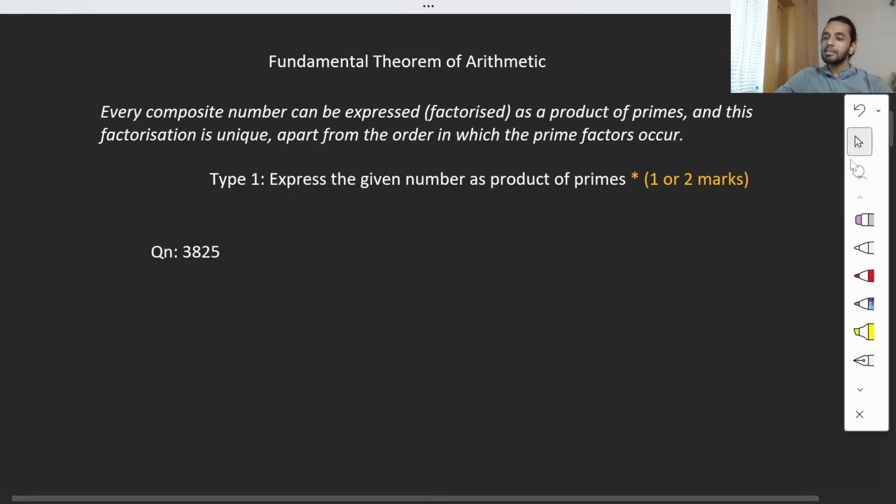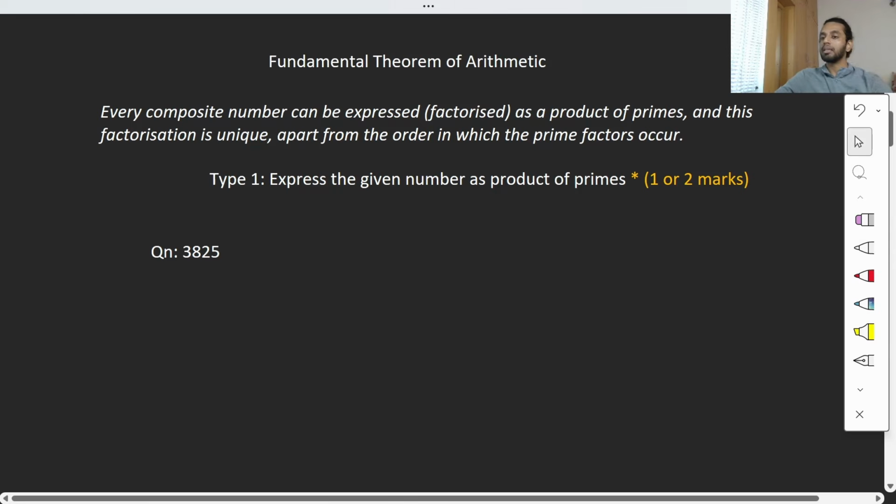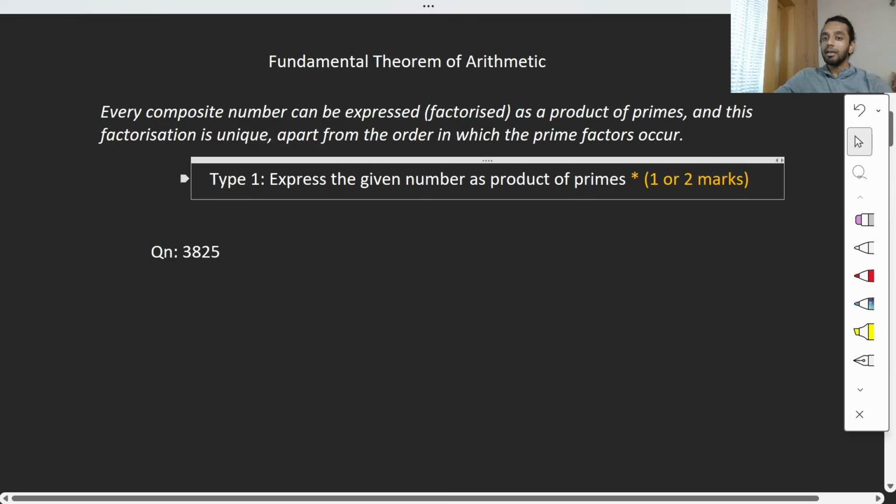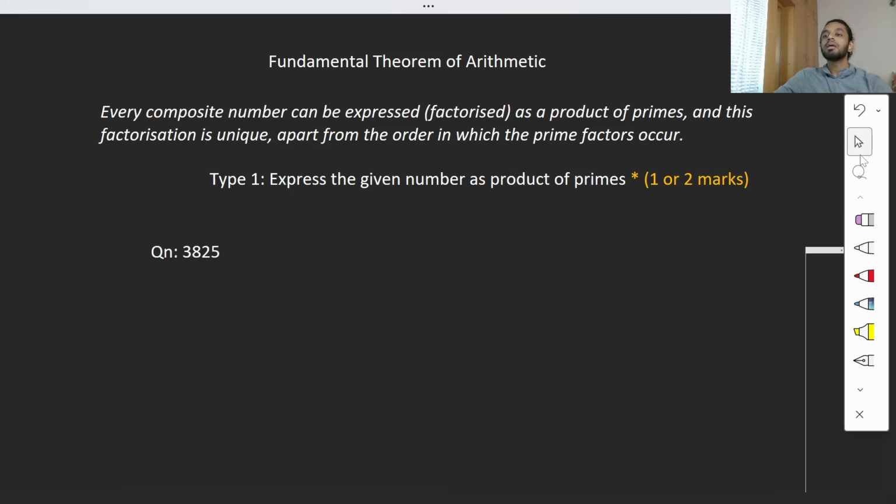Let us try to understand what the fundamental theorem of arithmetic says by solving the first problem. This is type 1, and here the star symbol represents that it is of least importance.